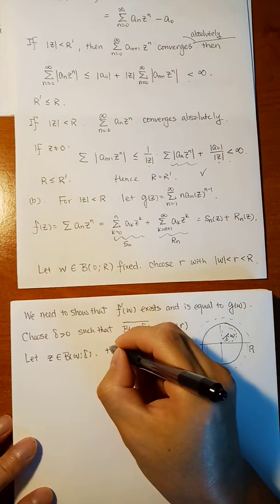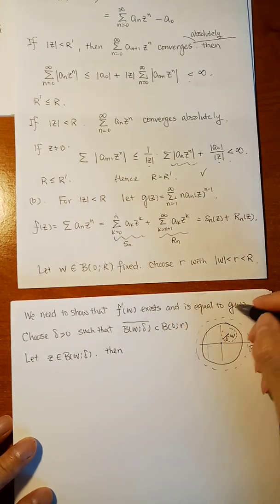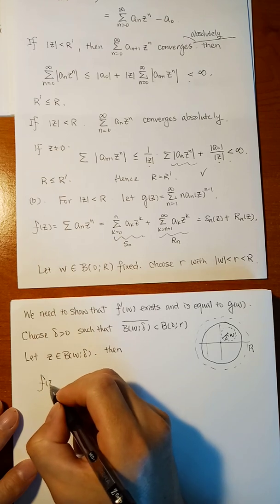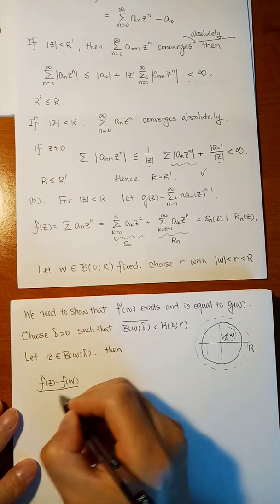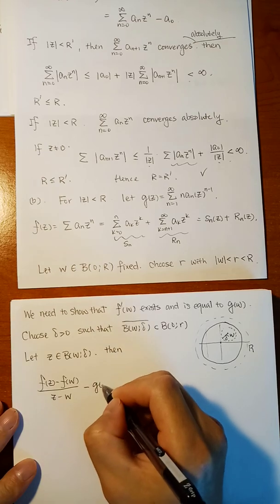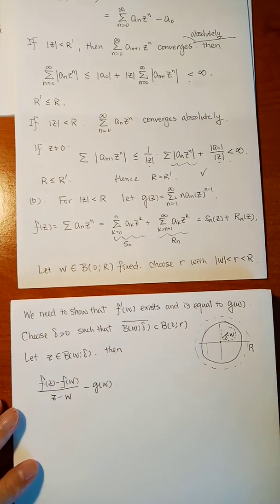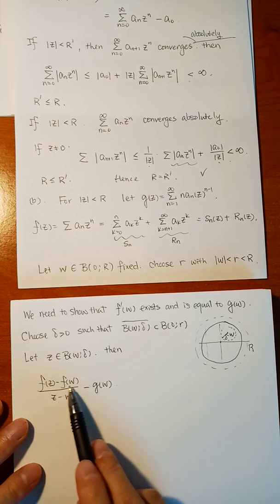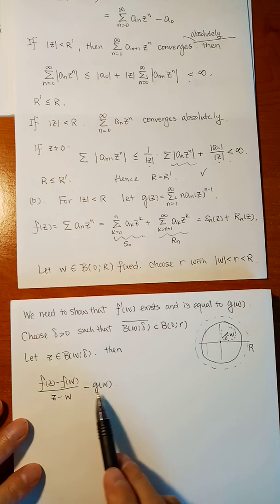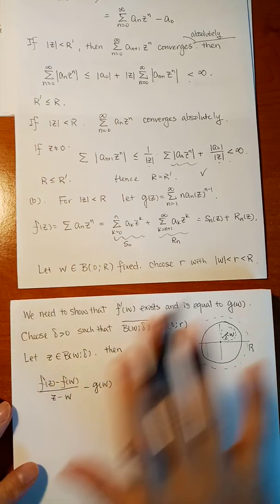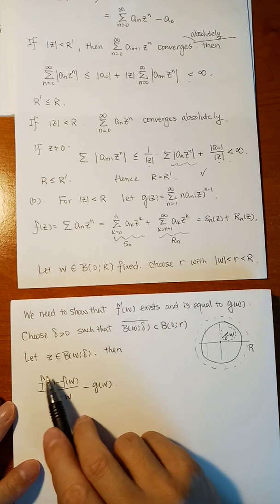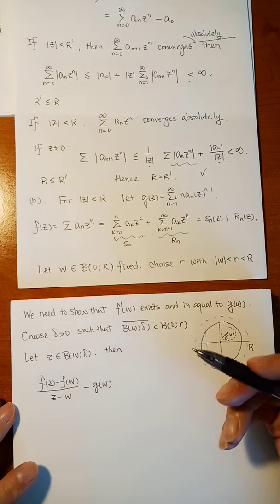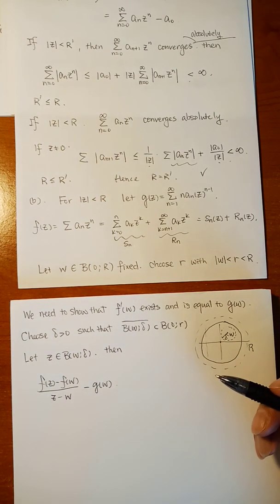Then we compute. We just directly show the difference is small. That's enough. So we are going to compute the ratio f of z minus f of w over z minus w, and take the difference with g of w, and then we will push z close to w. When z is close to w, this ratio will give us f prime of w minus g of w. We wish the difference becomes smaller and smaller, eventually becomes 0.